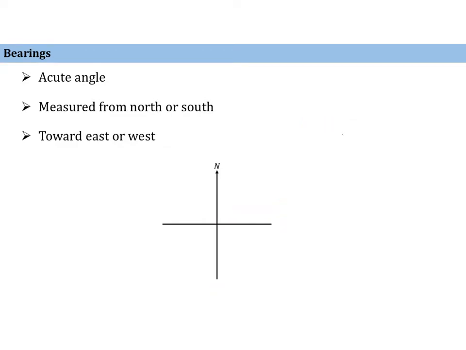If we were looking at, say, south 60 degrees west, we would start looking down the south direction, but then move towards the west 60 degrees. And so that angle would be 60 degrees. Let's say that we want to look at north 40 degrees west. Then we would look down the north and then turn towards the west 40 degrees. So this angle would be 40 degrees.